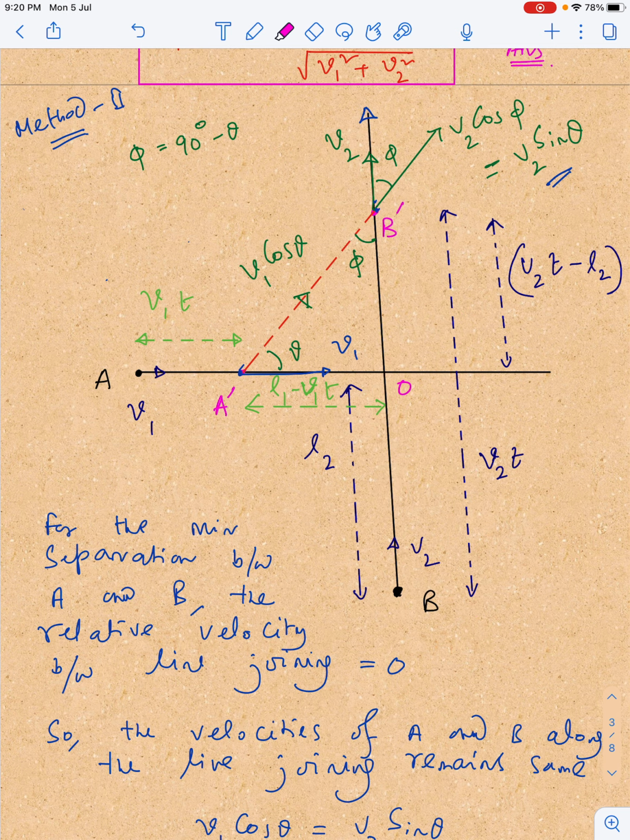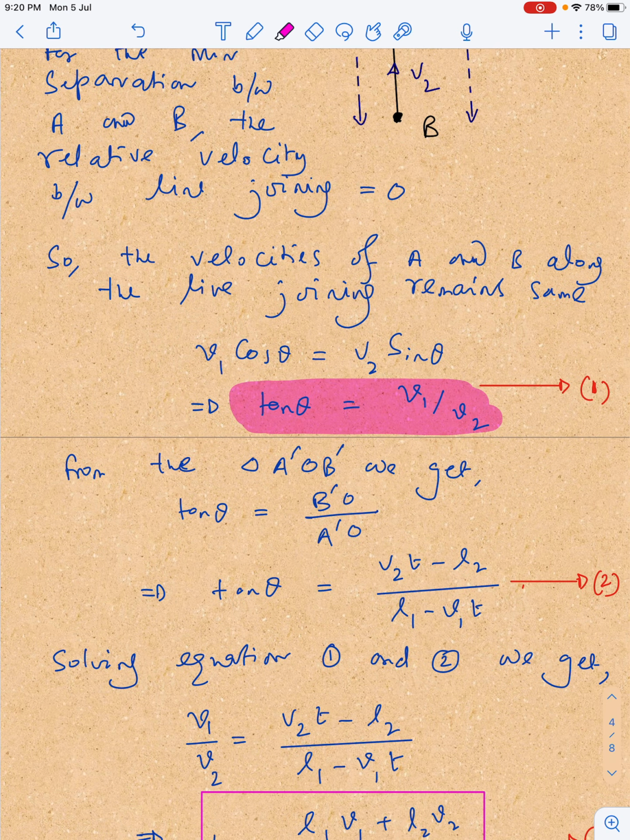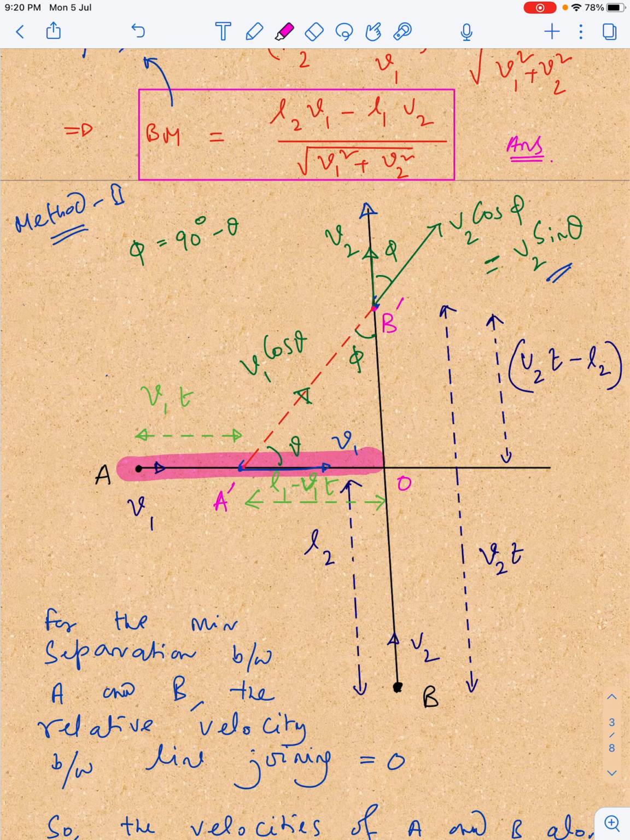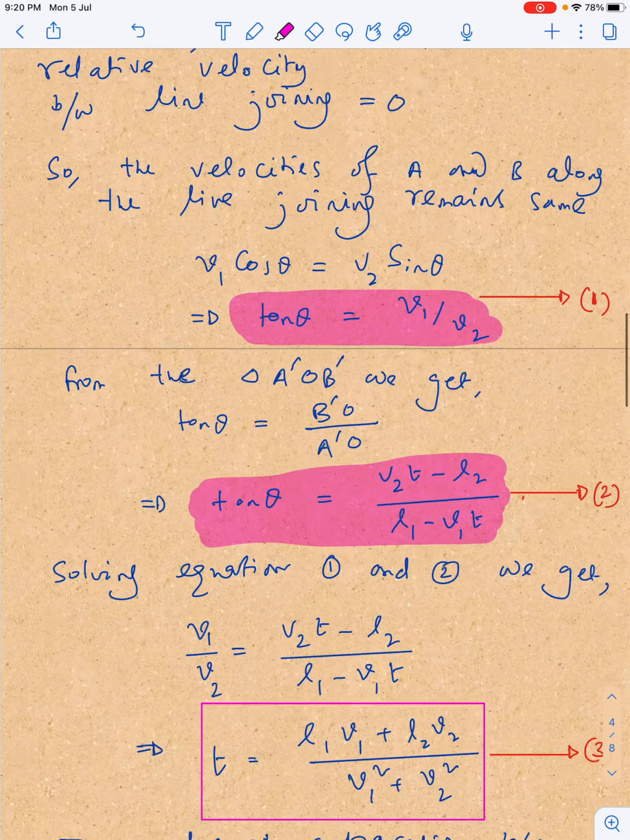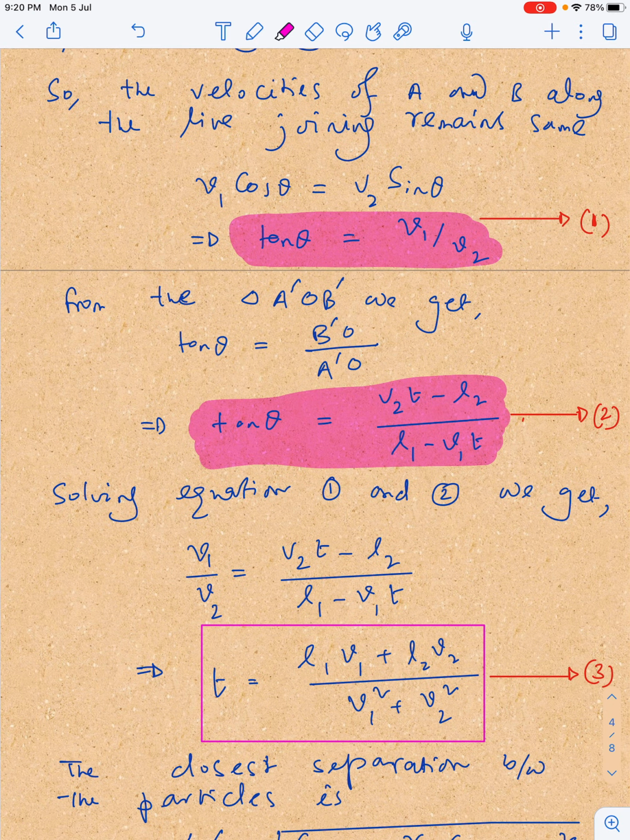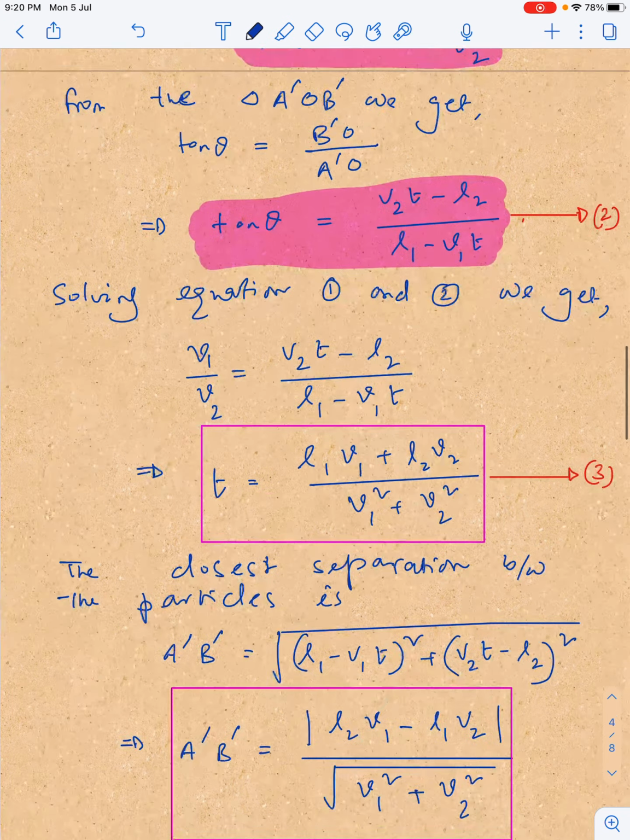Fine. So here tan theta is equal to v2t minus L2 divided by L1 minus v1t. How? This total distance is L1, out of which this much is v1 into t, so this much distance will be L1 minus v1 into t. Simple geometry, correct? So now from equation 1 and 2, we will get v1 by v2 is equal to v2t minus L2 by L1 minus v1t. I will get time. So this time is basically the time required for the minimum separation between the two particles.